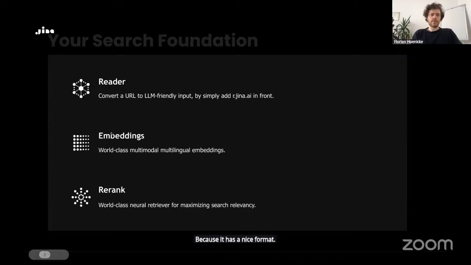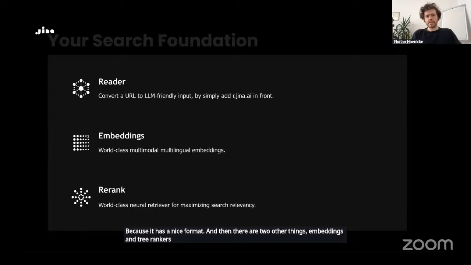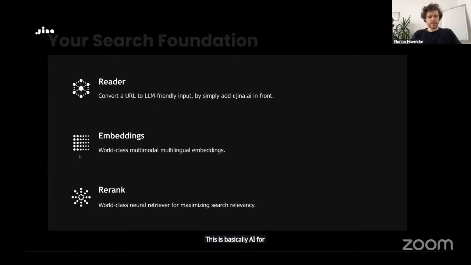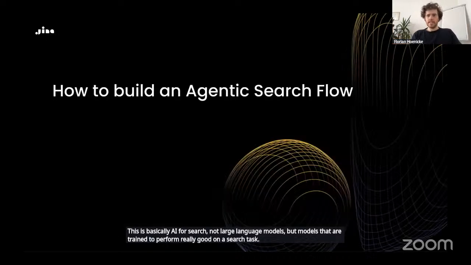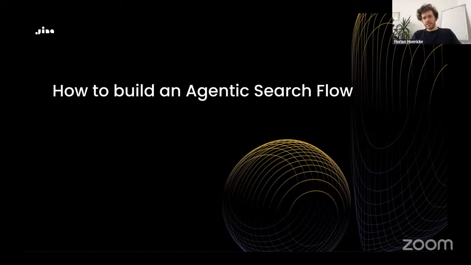And then there are two other things, embeddings and re-rankers. You maybe know about embeddings. Fewer people know about re-rankers. This is basically AI for search, not large language models, but models that are trained to perform really well on a search task. I'm here to tell you how you can build your own agentic search flow.